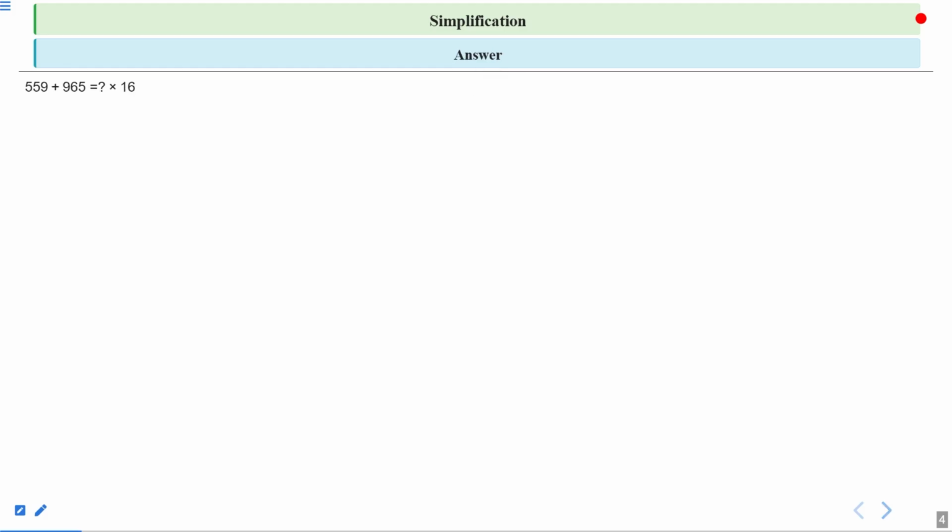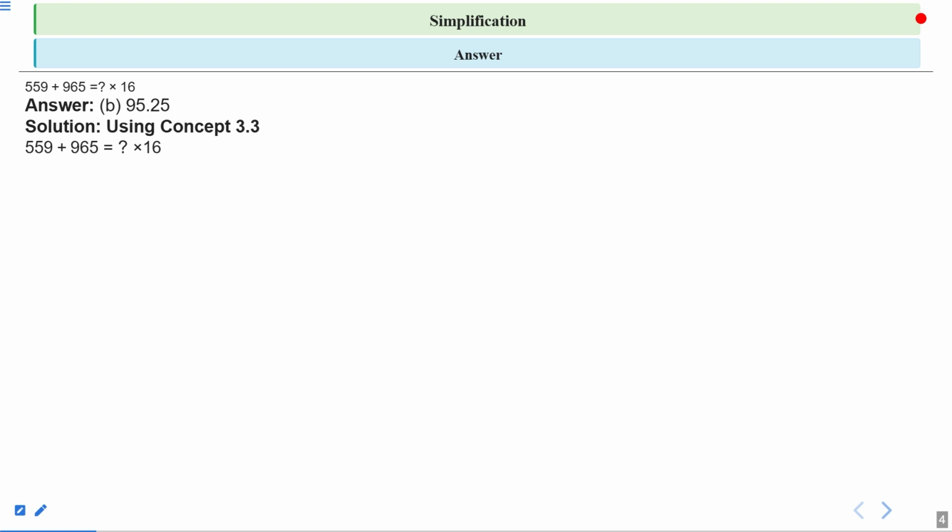So this is basically a simple simplification question, addition and division. So the correct answer of this question is B, which is 95.25. We add up these two numbers and divide by 16 and we get the value of the question mark. So see the detailed solution using concept 3.3 in this question.